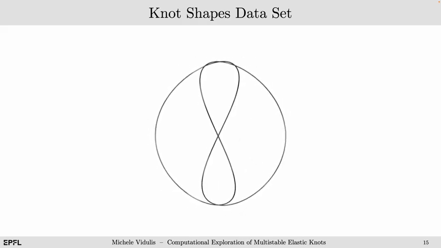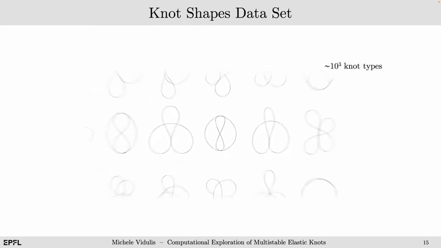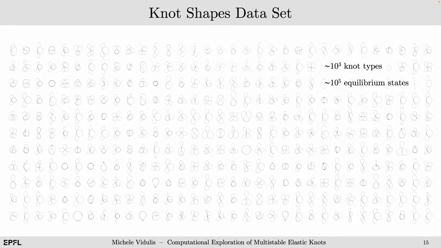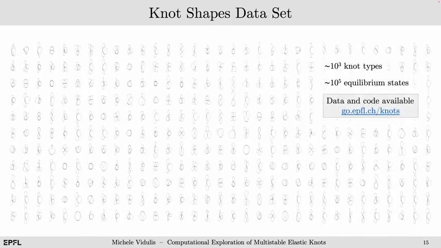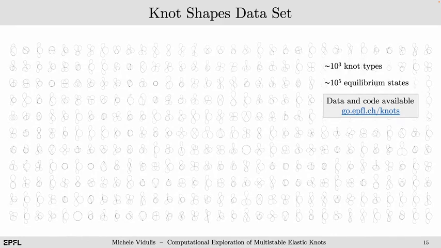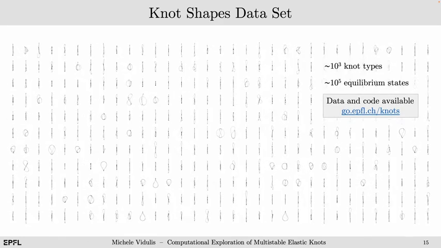Overall, we simulate 3,000 different knot types with up to 12 crossings. The data we collect contain hundreds of thousands of equilibrium states. All the data and the code are publicly available on our website. One thing we were surprised to observe is that the majority of the stable equilibria we computed is close to planar.